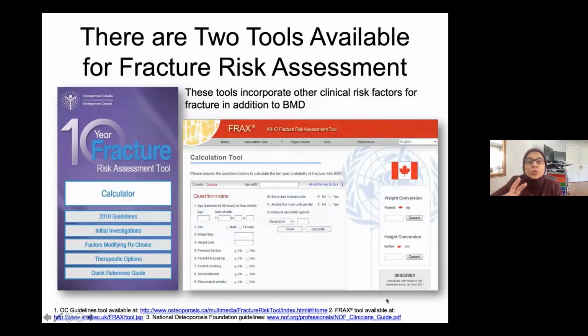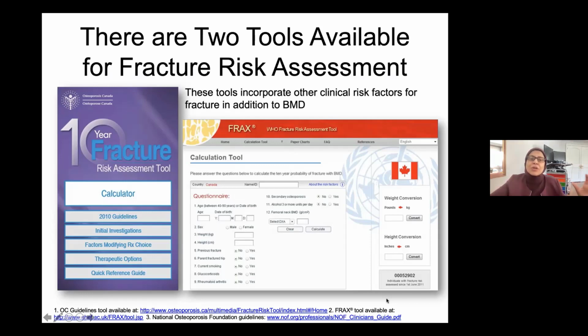We have two tools available to us in Canada to evaluate fracture risk. To assess the fracture risk, we need to integrate other risk factors for fracture. That includes age, it includes prior fracture, parental history of a hip fracture, smoking status, steroid use, rheumatoid arthritis, secondary causes of osteoporosis, alcohol excess, and we can also add the bone density.